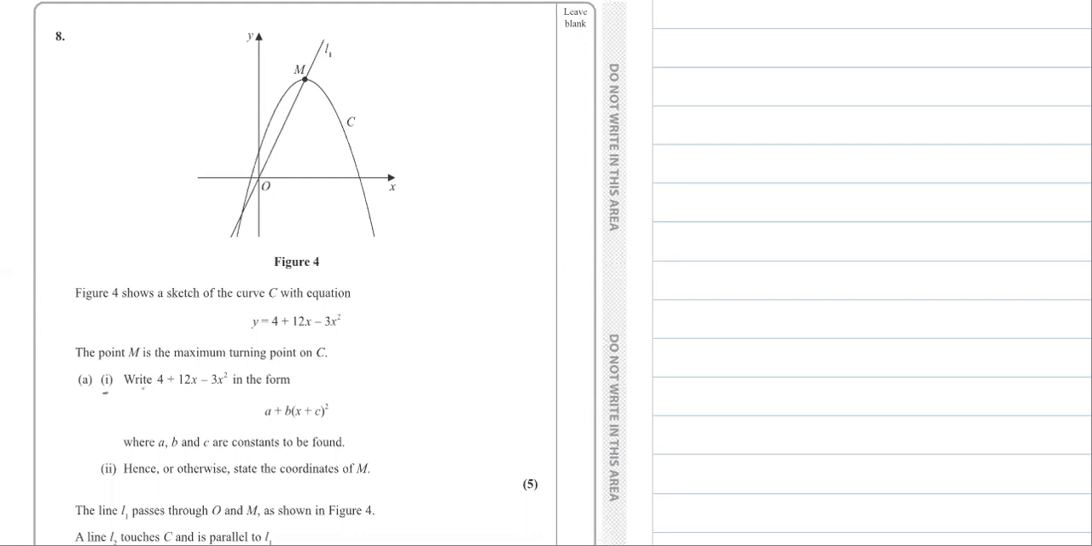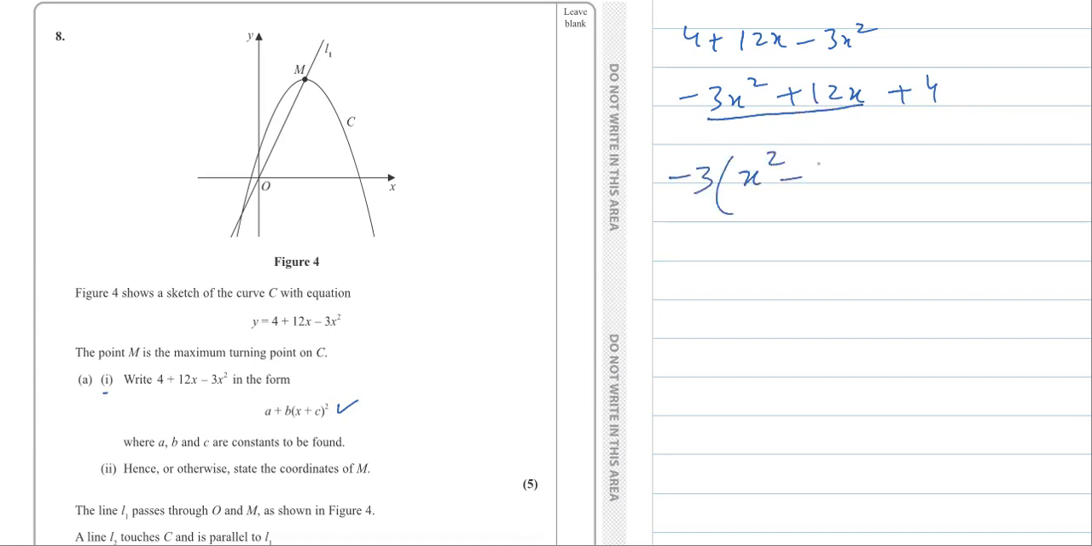Part A1 is to write this in this form. It is 4 plus 12x minus 3x squared. This is actually a quadratic, so write it in this way: minus 3x squared plus 12x plus 4. And you have to complete the square to write it in this form. For completing the square for a quadratic expression, you should take common factor from these two. Minus 3 is common. You will be left with x squared minus 4x, and then plus 4 kept outside.